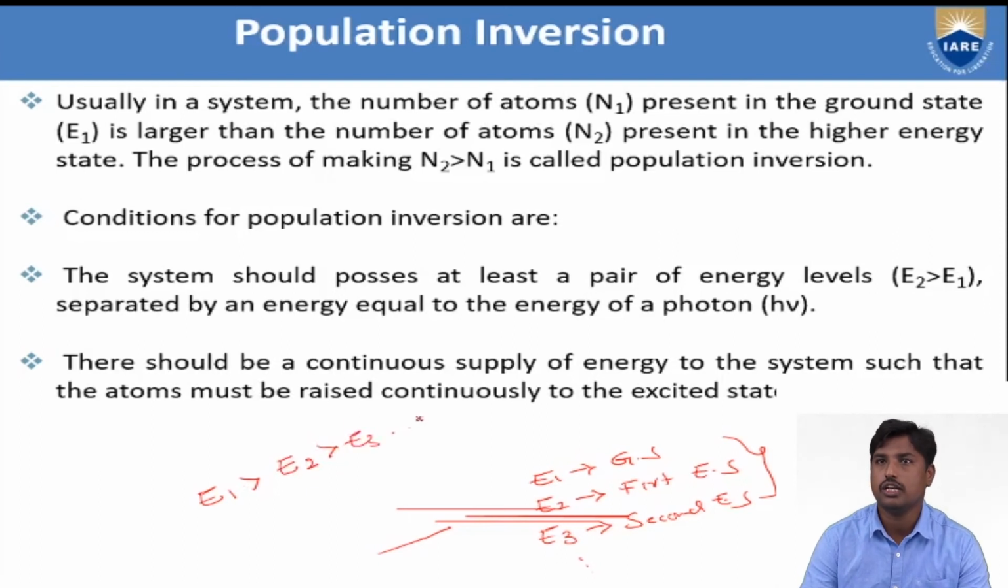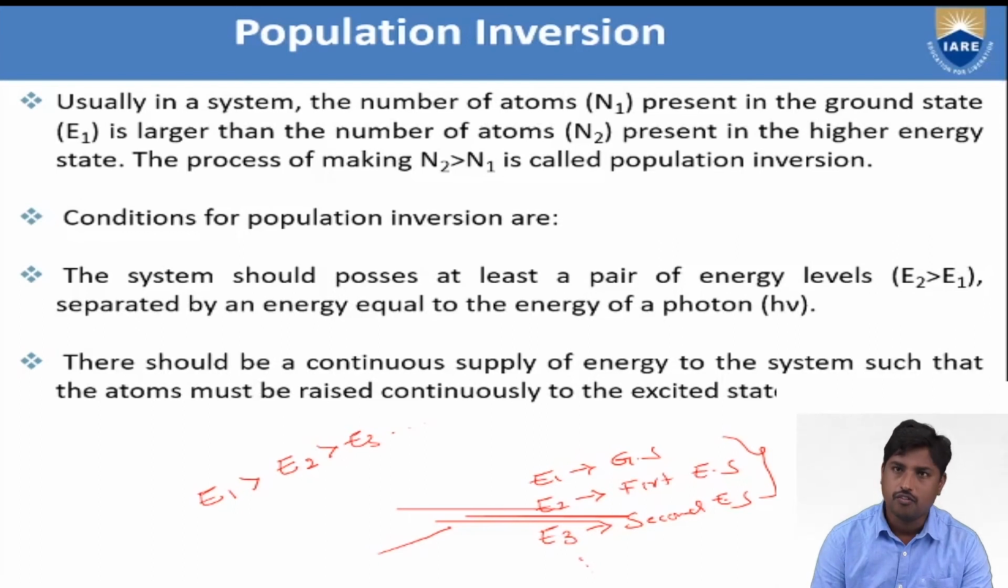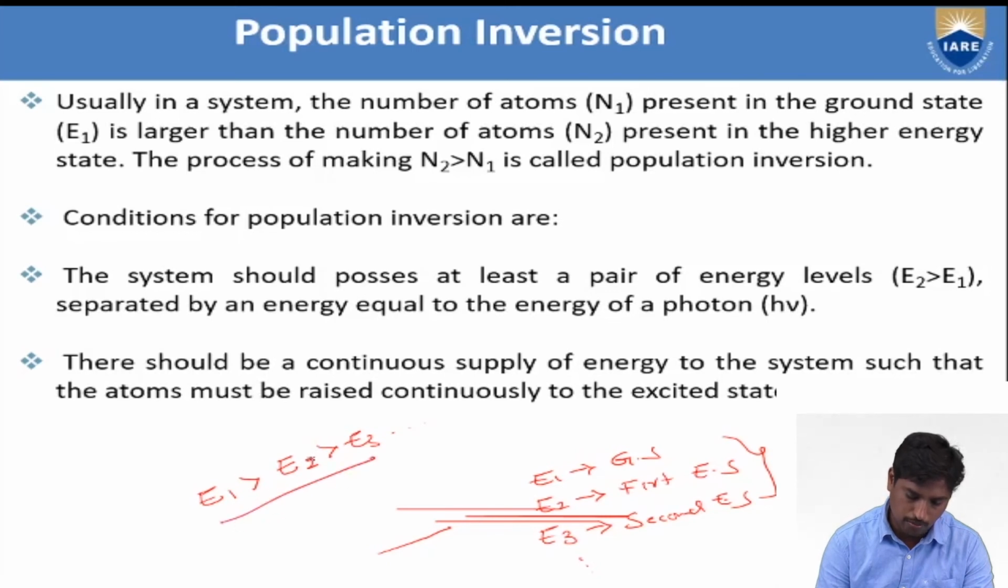Usually in a system, the number of atoms present in the ground state E1 is larger than the number of atoms present in the higher energy states. The process of making N2 greater than N1 is called population inversion. This is the usual occupation of population. N1 is the population in the E1 state, N2 is the population in the E2 state, and N3 is the population in the E3 state. Usually N1 is greater than N2, which is greater than N3. So when we make N2, the number of atoms in the first excited state, greater than N3.